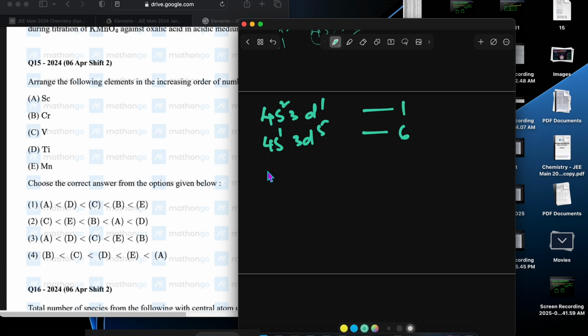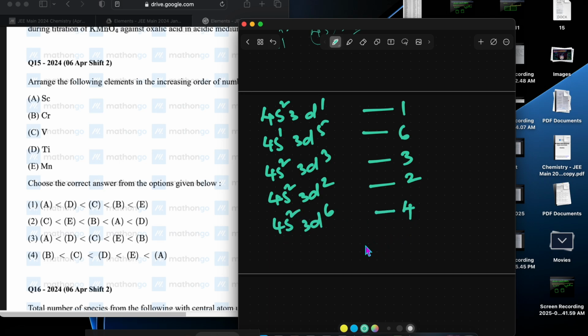Vanadium 4s2 3d3. Unpaired electrons are 3. Titanium 4s2 3d2. Unpaired electrons are 2. Manganese 4s2 3d6. Unpaired electrons are 4. Right? So सबसे highest క్రోమియం ఈజ్ ద బి హైయెస్ట్ పొజిషన్లో ఉన్నది ఒకటే ఆప్షన్ చూడు, ఇక్కడ ఒకటే ఉంది బి. దట్స్ వై ద మెయిన్స్ ఈజ్ ఈజియర్.